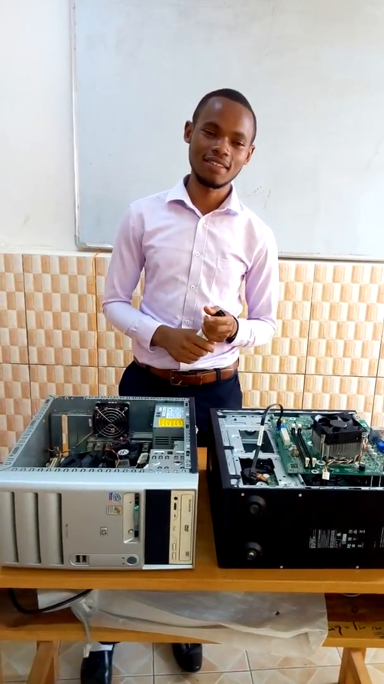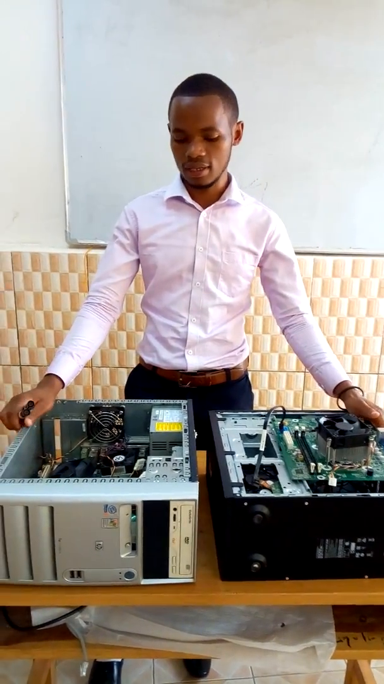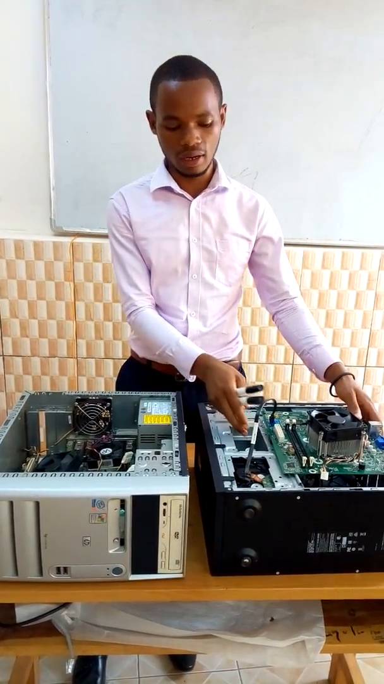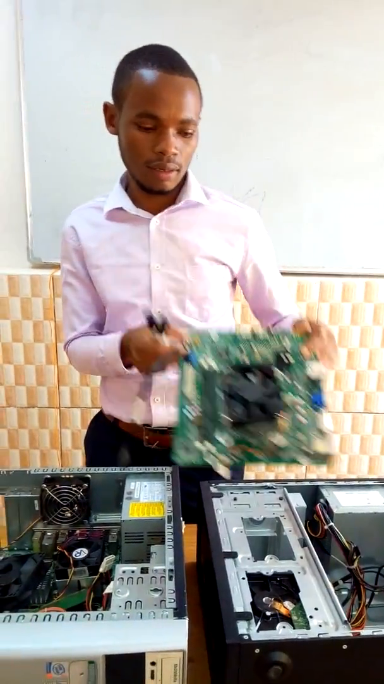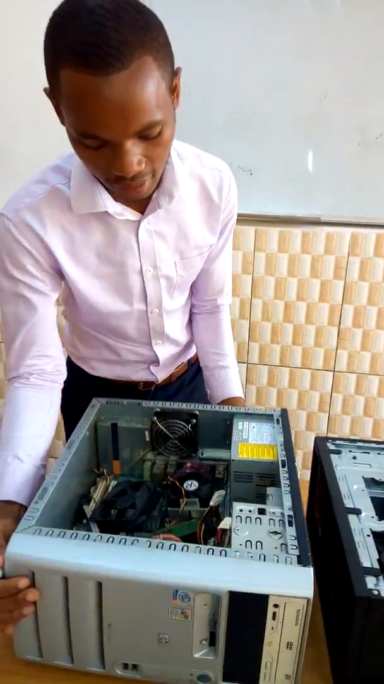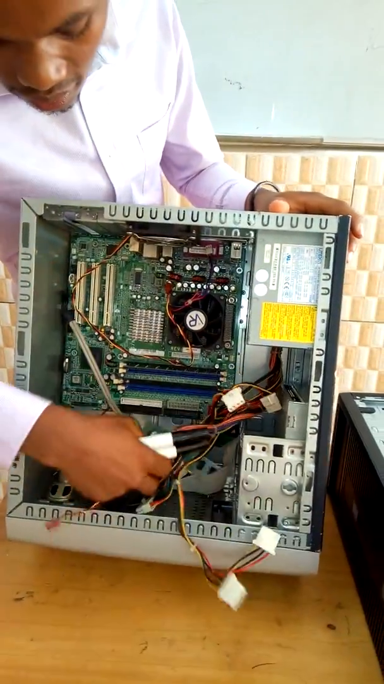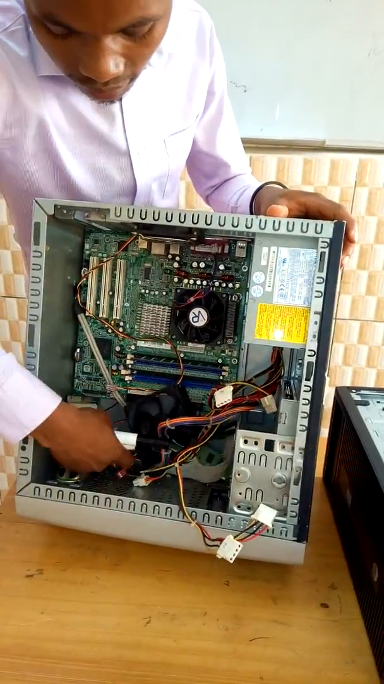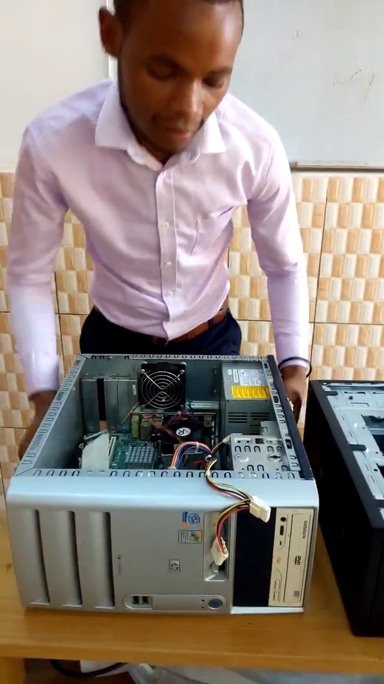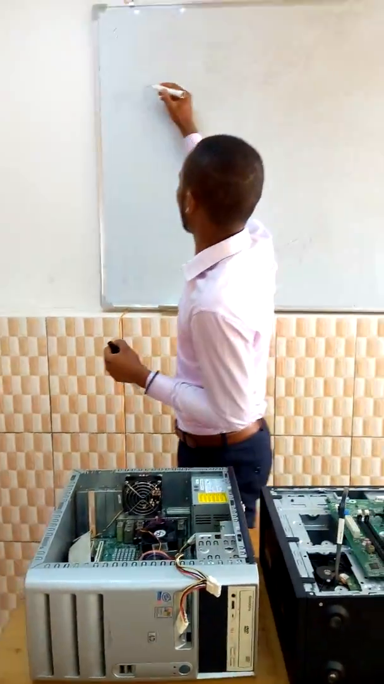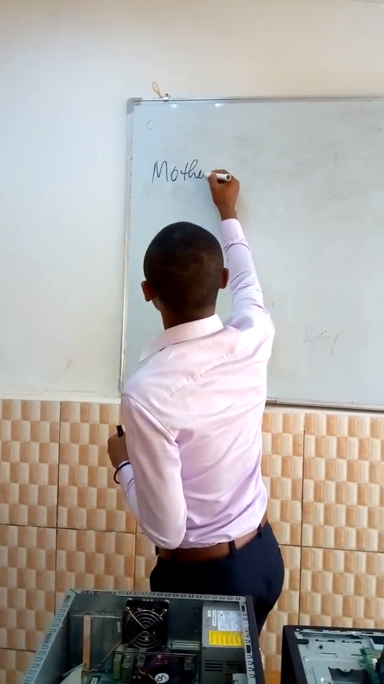Today is a day of presenting the assignments, and here we are going to talk about the internal components of the computer. Here I have two cases. One, the motherboard is out, as you see, and another one, the motherboard is still inside, with the cables, fans, data cable, and the power cable, even the power supply. So let us start with the motherboard.